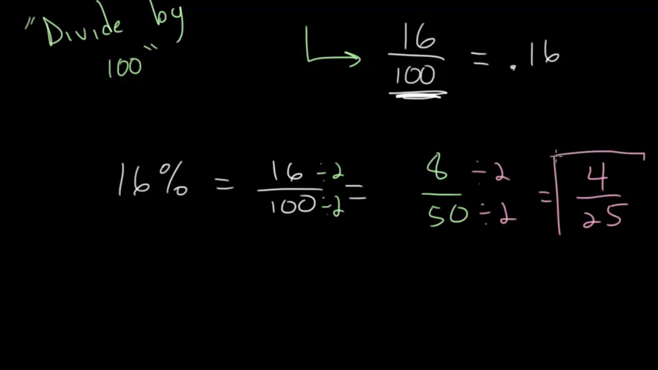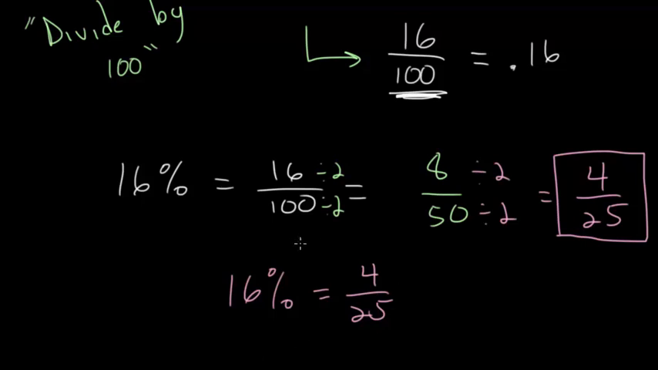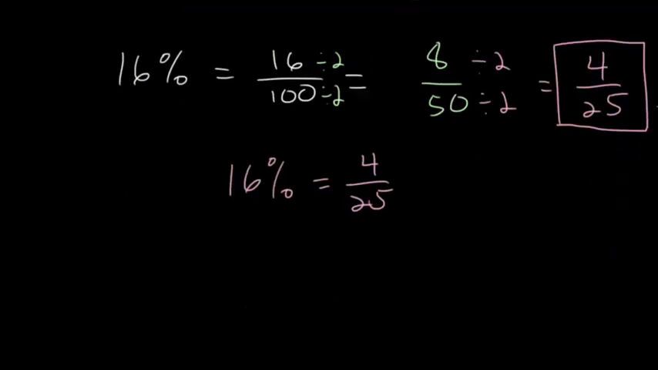Now 4/25 is fully simplified because the only number that goes into 4 is 2, but 2 does not go into 25. And regardless, the only number that goes into 25 is 5, and 5 does not go into 4. So this is as simple as we can make it. So 16% is equal to 4/25 as a fraction. Now let's try another one.